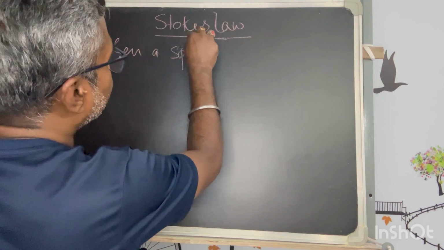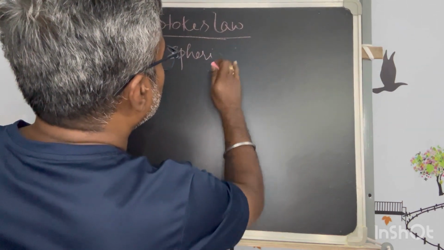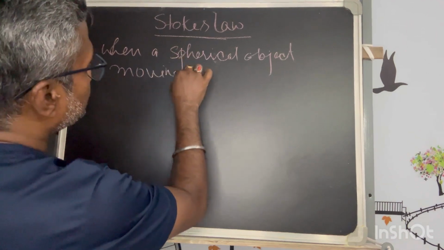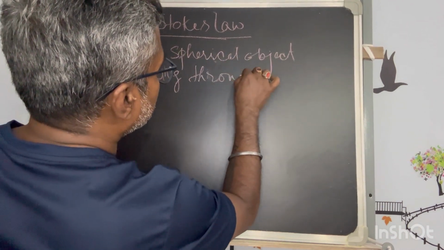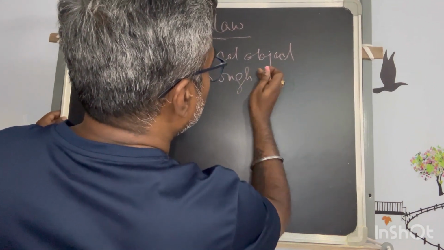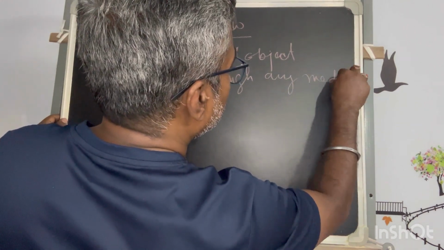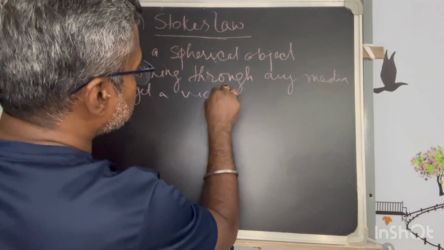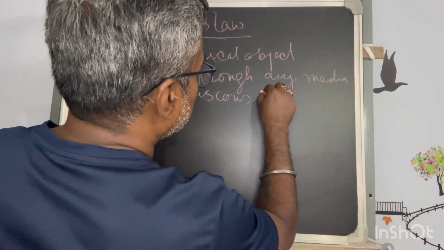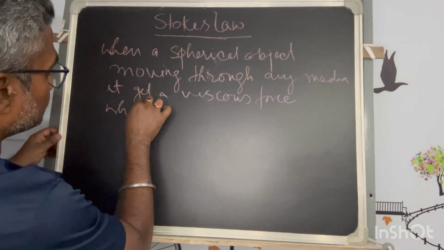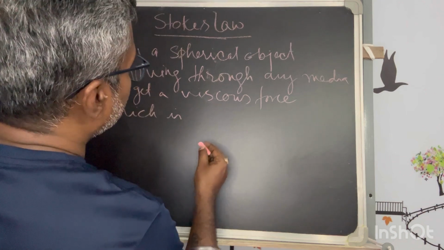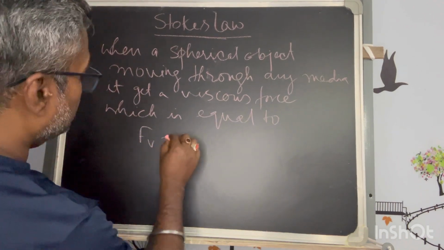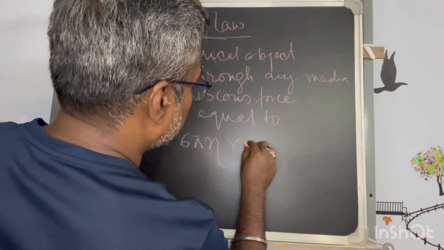When a spherical object is moving through any media, it gets a viscous force which is equal to Fv = 6 pi eta r V.